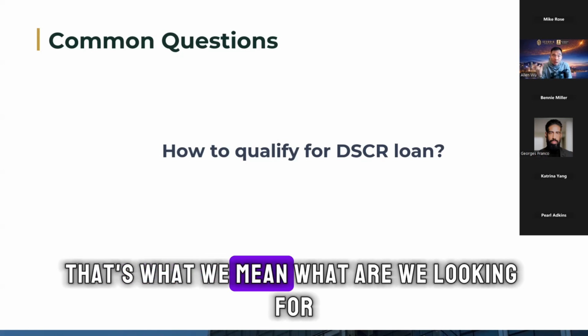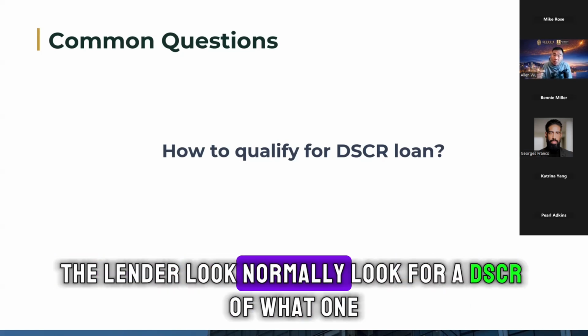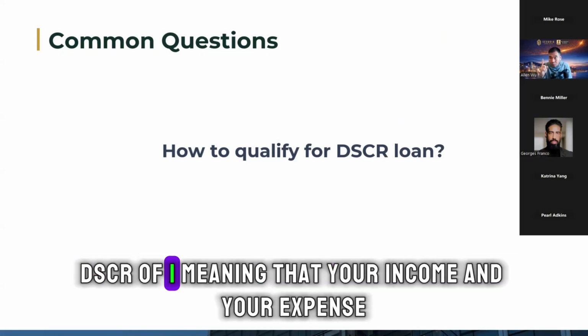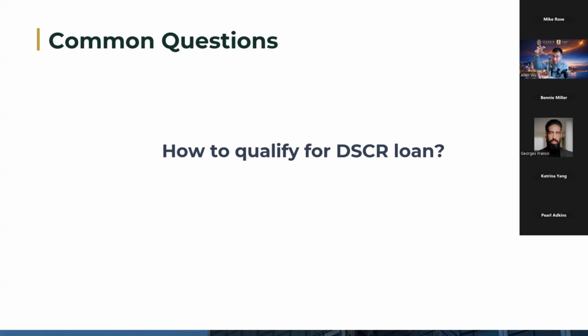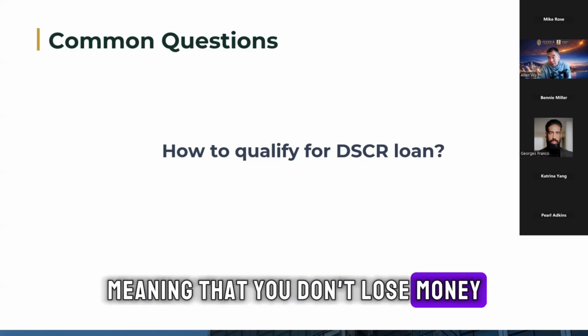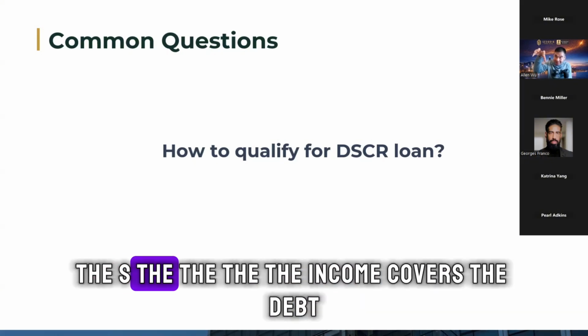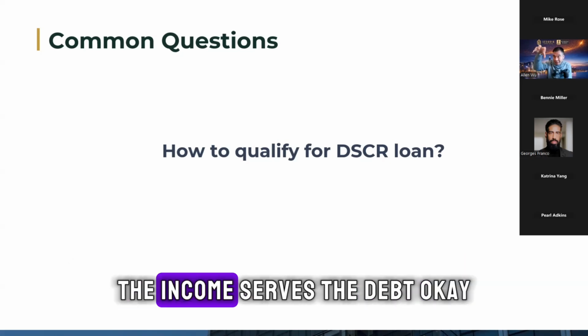That's what we mean. What does the lender look for? The lender normally looks for a DSCR of one. Okay, a DSCR of one, meaning that your income divided by your expense equals one, meaning that you don't lose money and you don't make money. The income covers the debt. The income services the debt. Okay, so that's what it means.